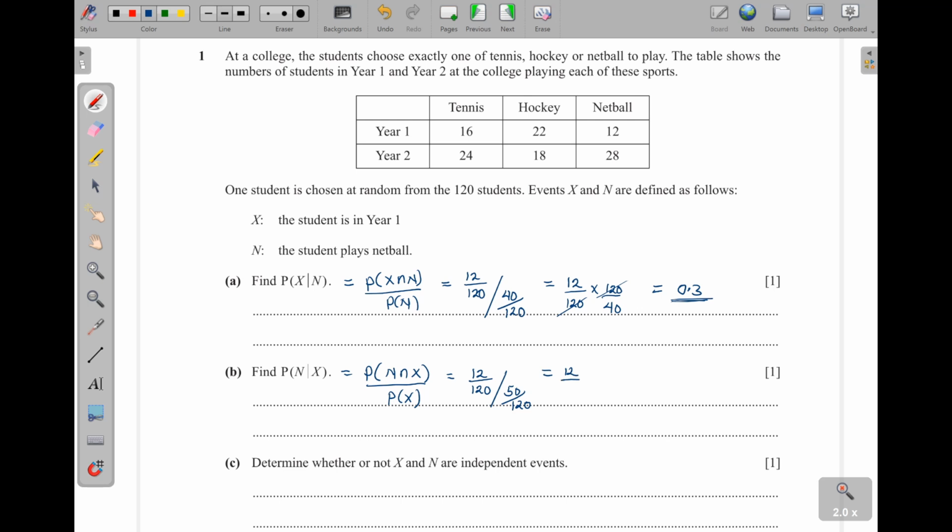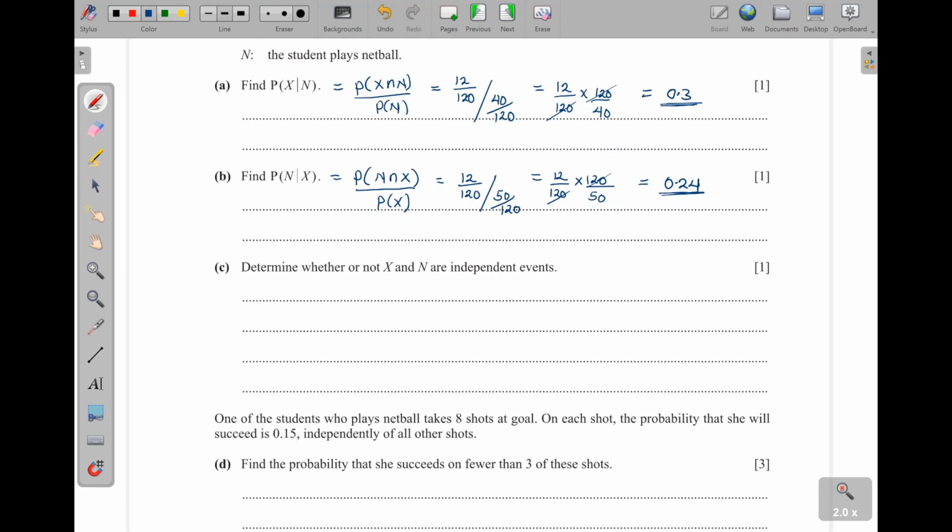So just like before, this is 12 out of 120 times 120 out of 50. This one will go. And then from there, 12 out of 50 by 2, we can get 6. Then by 2, 25. That one goes into 100 4 times, so it is 0.24. Okay. Then part C, determine whether or not X and N are independent events.